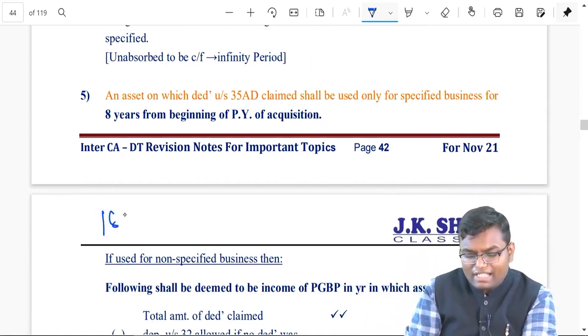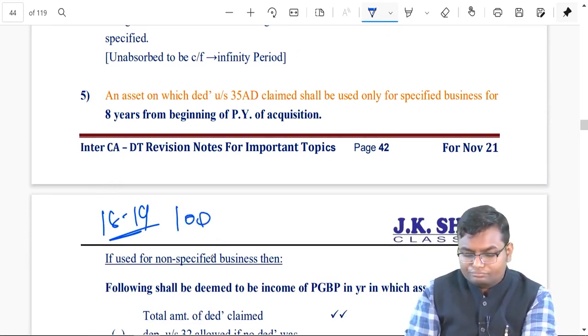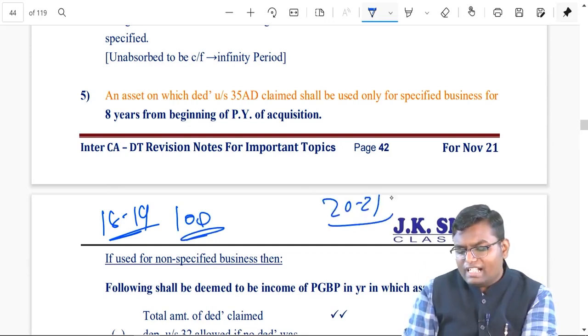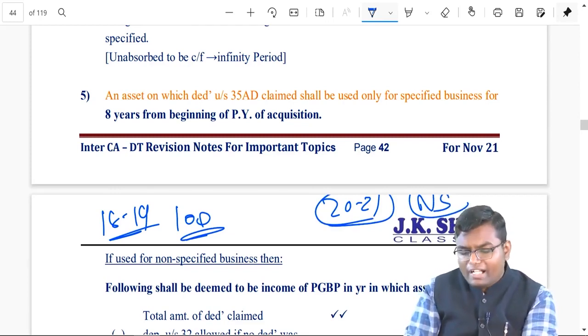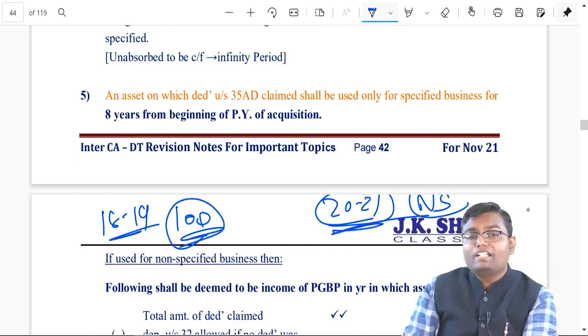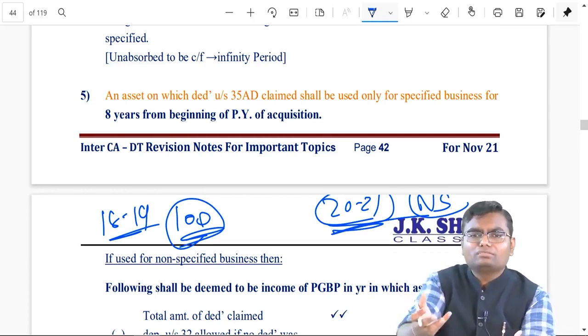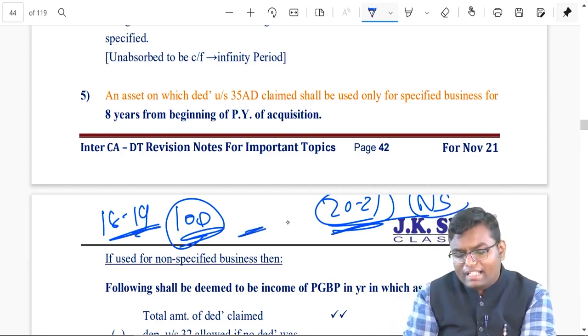So let's say in the year 18-19 I have purchased some building for rupees 100, claimed 35AD deduction. Now in the year 20-21 I transferred the same to any non-specified business. Can I say before 8 years I transferred, so I did a contravention? 100 rupees of deduction will be the income of the year 20-21, but not fully 100. See, for the year 18-19 and 19-20 you would have not claimed the depreciation, na? So now allow it, notional deduction. So how much would have been the depreciation for 18-19 and 19-20?